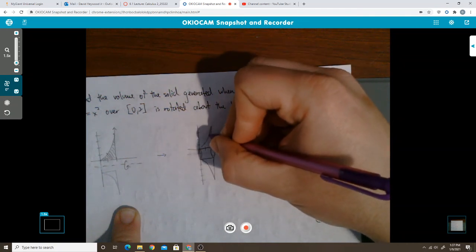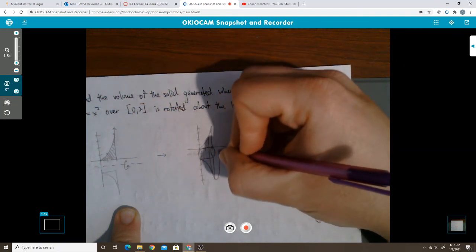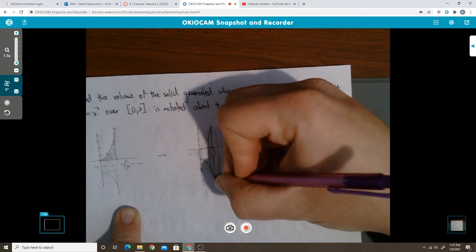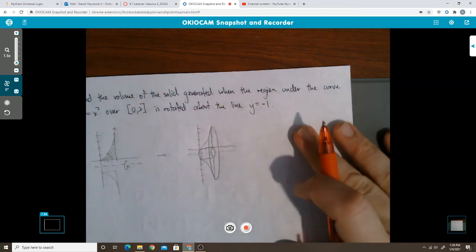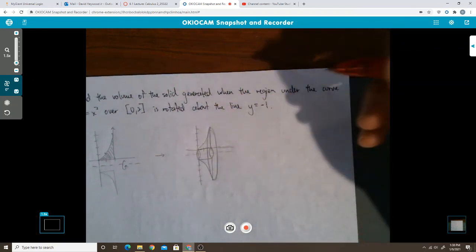And then I've got a bigger hole, kind of like that. Yes, there. That's what this thing looks like. So this is another washer type of thing, right? So this is another washer. Okay. So let's see if we can figure out the area of this washer.